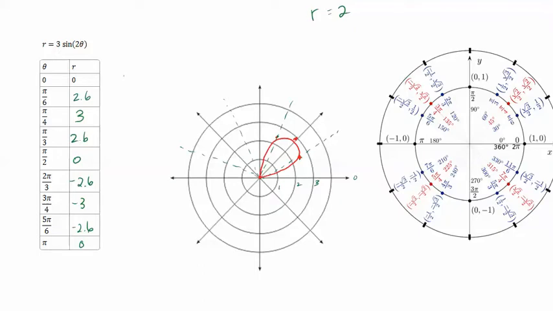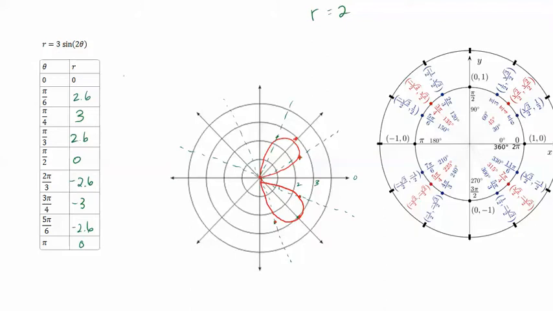Now if we kept going, for 2 pi over 3, we get negative 2.6. So this would be our pi over 3. We would have a 2.6, and then we would have to do the negative version of that. So really, we're somewhere over here. Then for plugging in 3 pi over 4, we get a negative 3, so we're out here. So we get these spots over here, and what you'll notice is we have another petal. We have a petal, let's do it in red again, that's in this quadrant now.